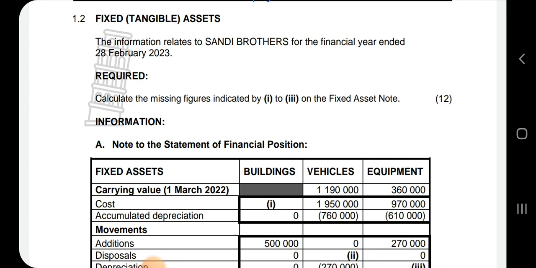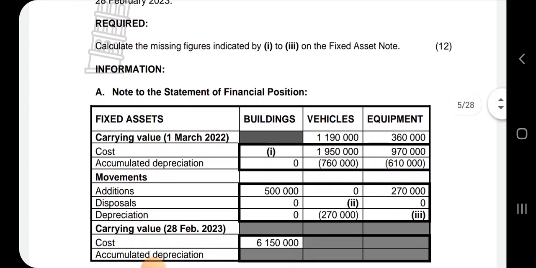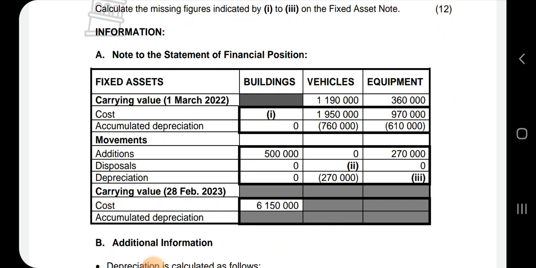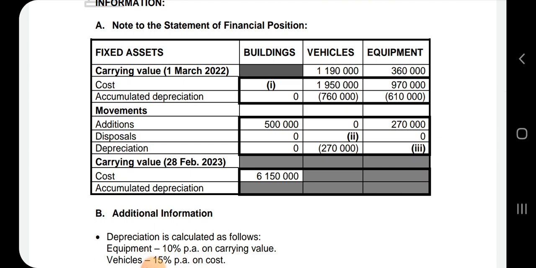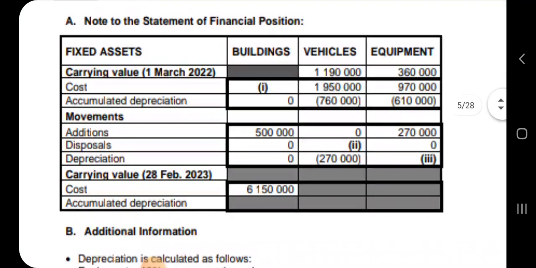If the financial year ends on the 8th of March 2024, it starts on the 9th of March 2024. Remember that, guys. Calculate the missing figures indicated by 1 to 3 on a fixed asset note. Information: note to the statement of financial position. This is a balance sheet note. This is a fixed asset. Now we have buildings, vehicles, and equipment. Those are what we call fixed assets or tangible assets. Tangible is something that you can hold or see.